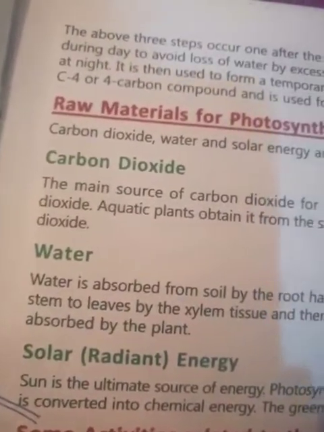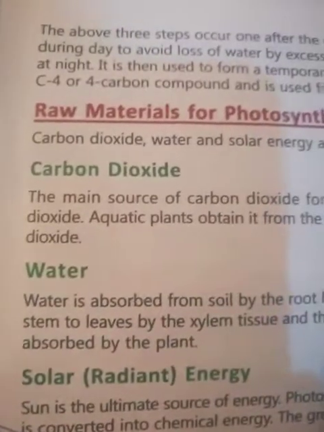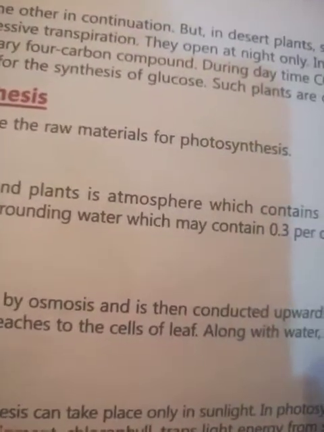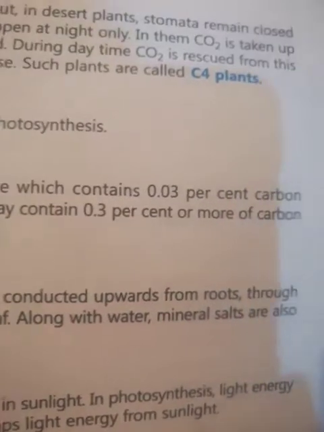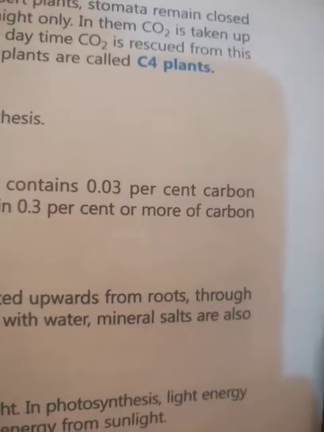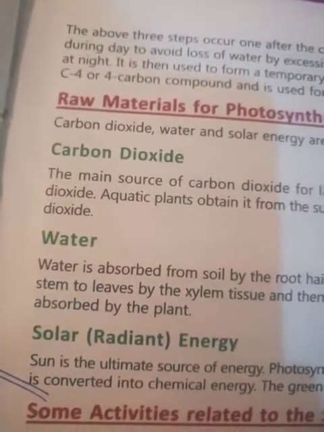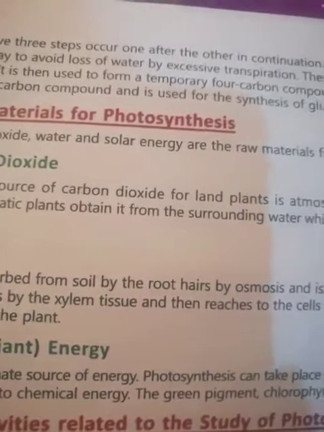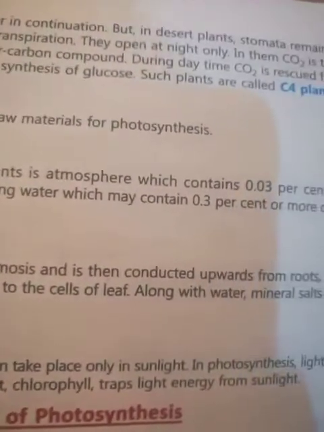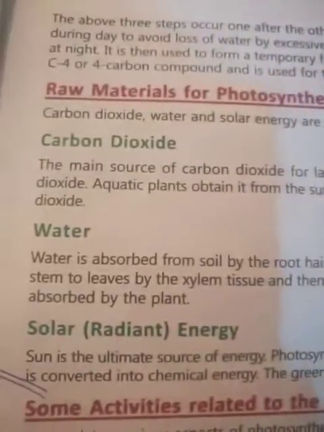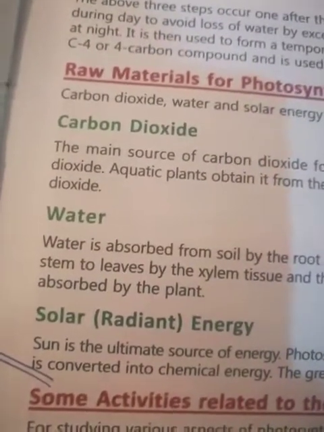Water in plants is absorbed by root. Water is absorbed from soil by root hairs by osmosis and is then conducted upward from root through the stem to leaves by xylem tissue and then reaches to the cells of leaves. Along with water, mineral salts are also absorbed by plant.